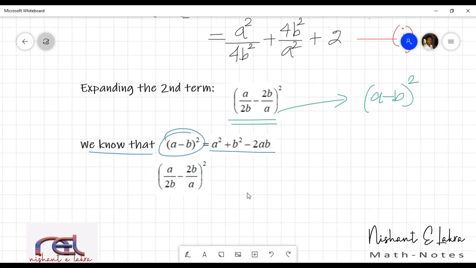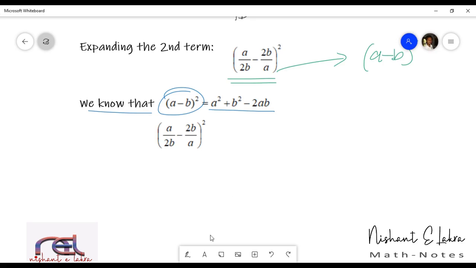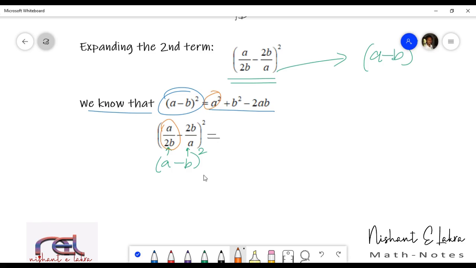So let us continue solving this. In this expression, a by 2b represents a, and 2b by a represents b. That is what (a minus b) whole square is. And you know the expansion of it, right? a square plus b square minus 2ab. So let us replace the values, or let us expand this.